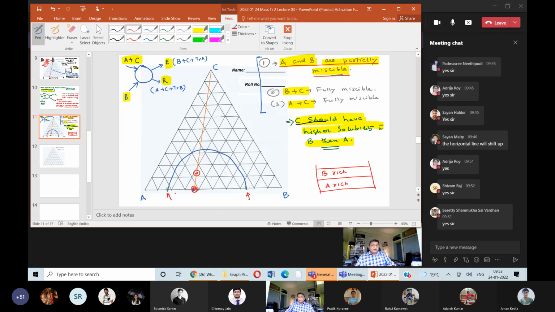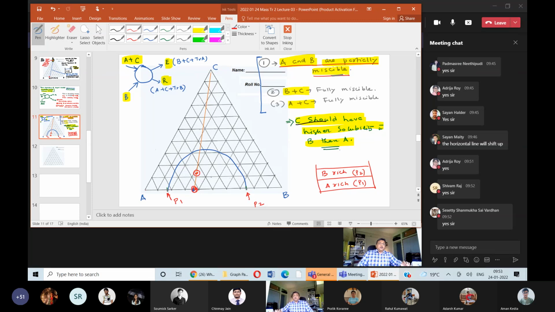So even here, when there was no C, we had actually an A-rich phase. Let's say this is point P1 and this is point P2. So the A-rich phase is given by point P1 and the B-rich phase is given by point P2. This everybody understands. Now we have added C, right?